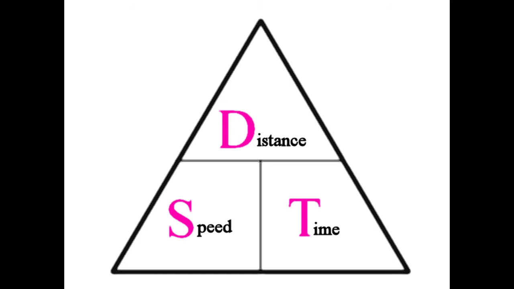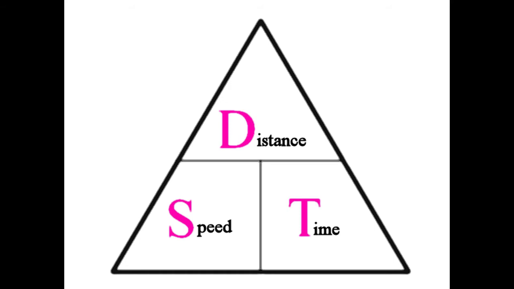You make a triangle, you draw a little T in there, divide it up into 3 sections, and then you look at the formula they gave you. Speed is distance over time. So I put S here, I put distance on top, and I put time underneath it. If I cover up the S, I see D over T, D divided by T.